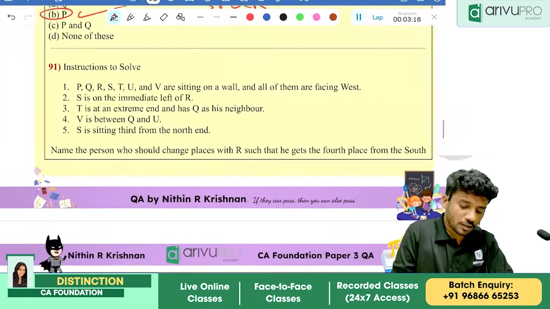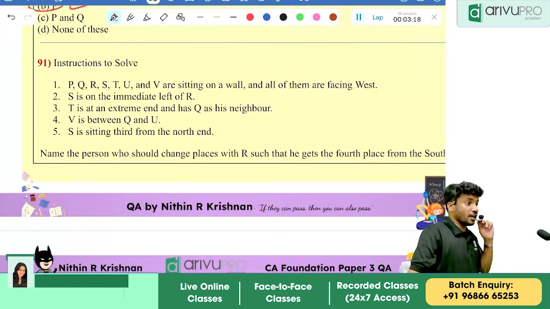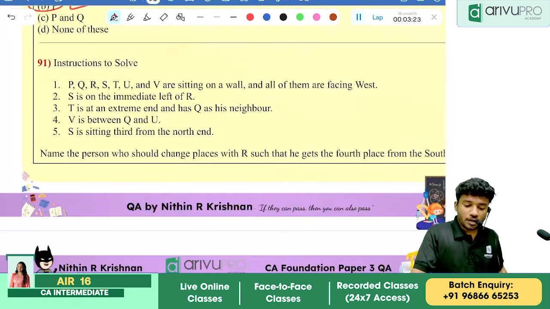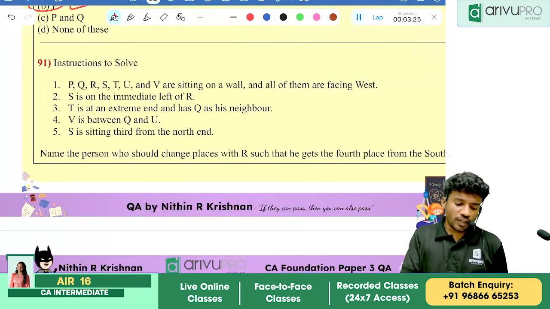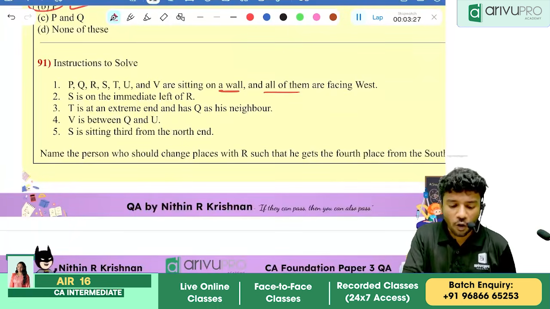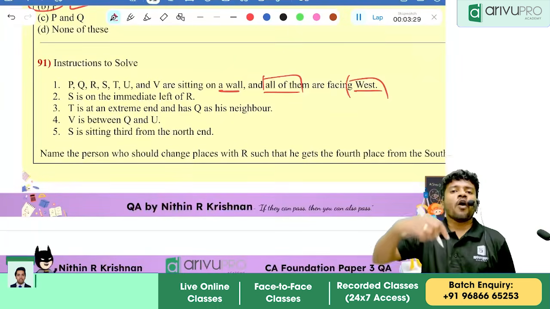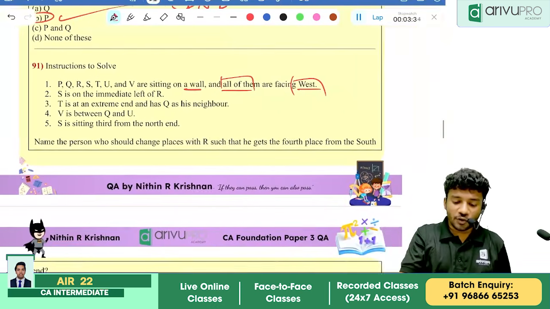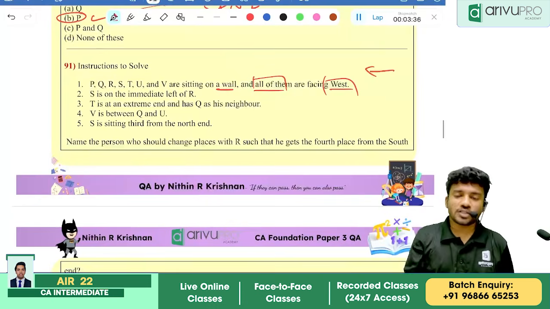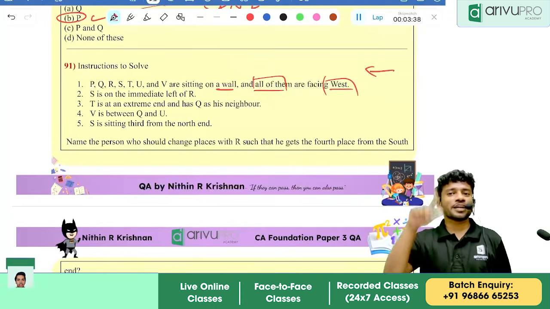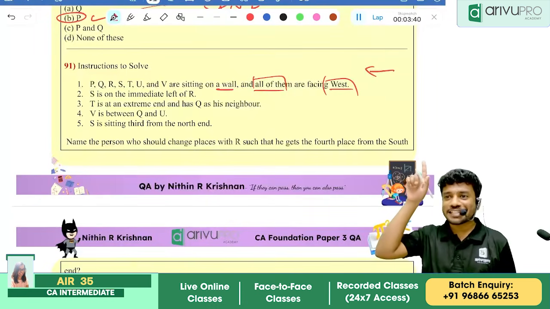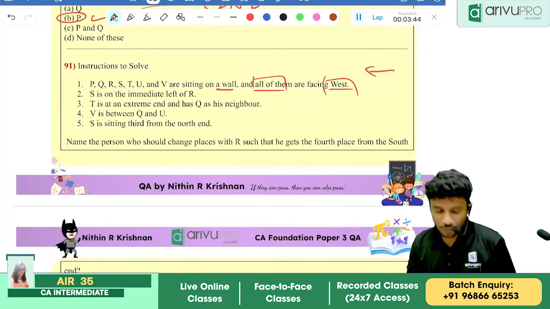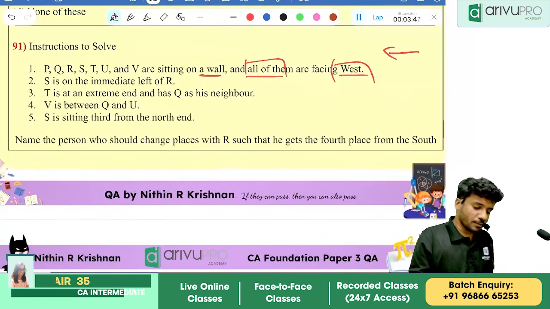Next one, get me the answer. Read it carefully. P, Q, R, S, T, U are sitting on a wall and all of them are facing west. All of them facing west means what? The direction is what? They are looking towards this direction. Till now we were thinking about north and south. Now we are going to think about west.